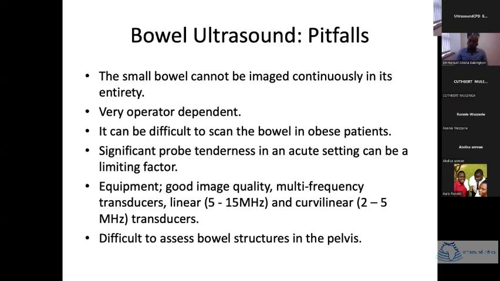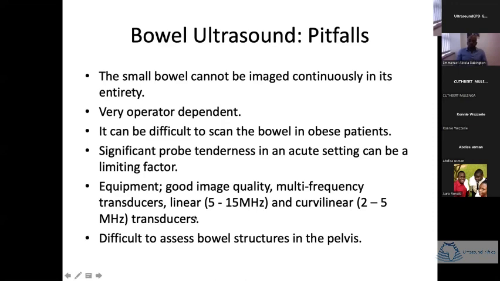And also, when patients have significant tenderness, it tends to be a bit of a limiting factor, because you might need to apply graded compression. And with a patient who's seriously in pain, that would most likely hinder you as a sonographer from doing so.